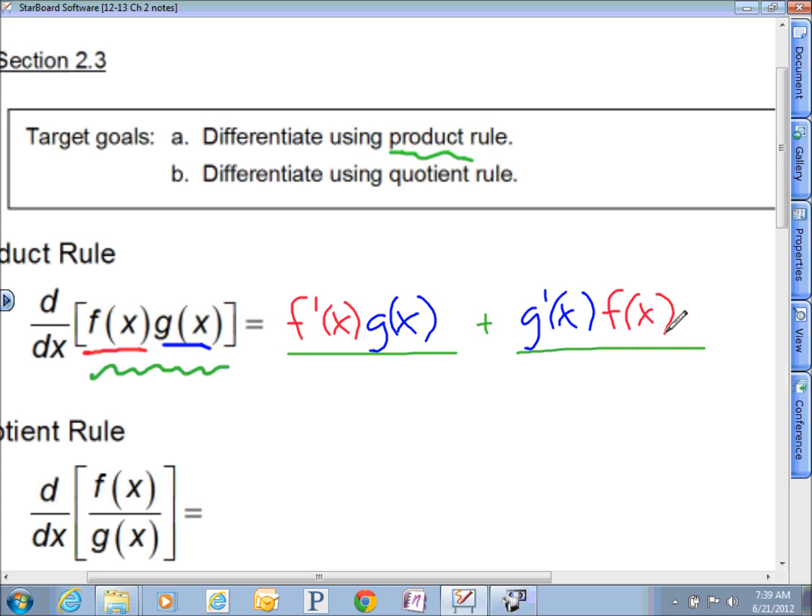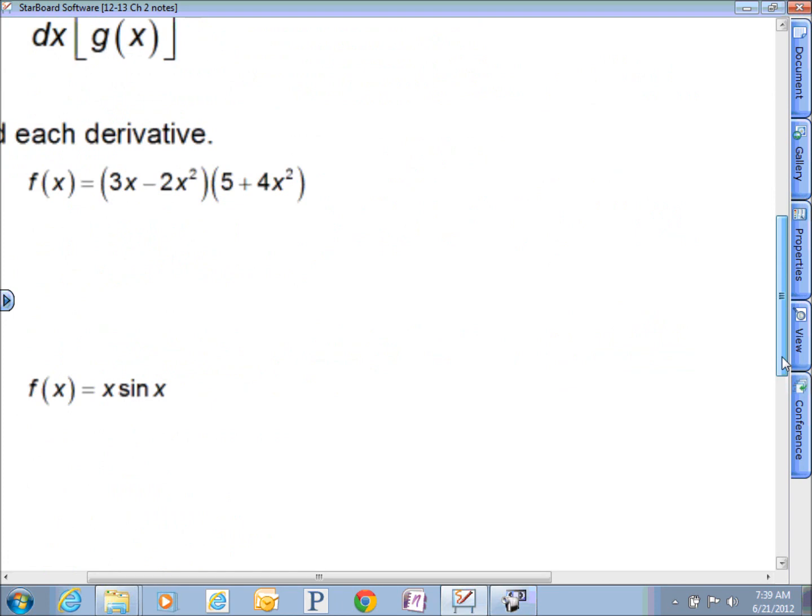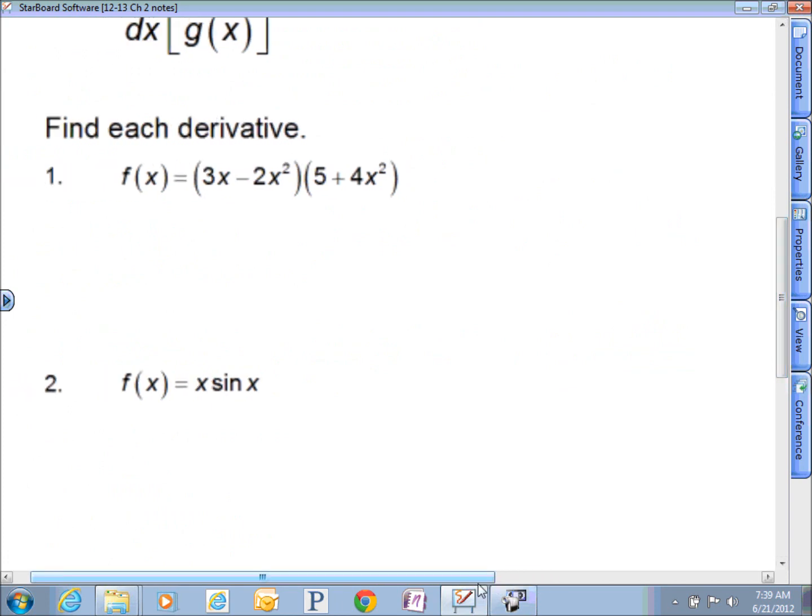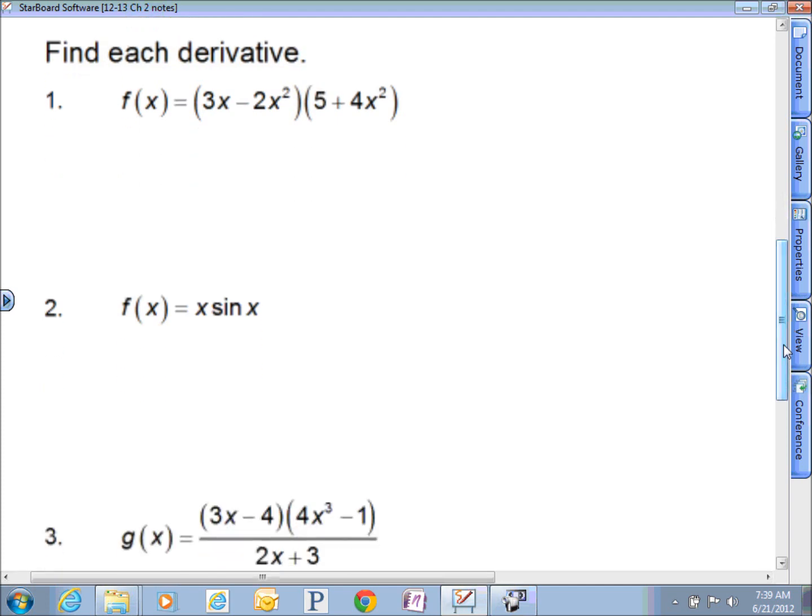Does the order matter? Nope, because you've got an addition in between. The important thing is two things being multiplied together means two terms. In one term I take the derivative of one piece, in the other term I take the derivative of the other piece. It's actually pretty easy to work with. And if we move down here and look at a couple of examples, number one and number two, notice number one is all algebraic. Number two has got some algebra and some trig to it. Let's do number two first.